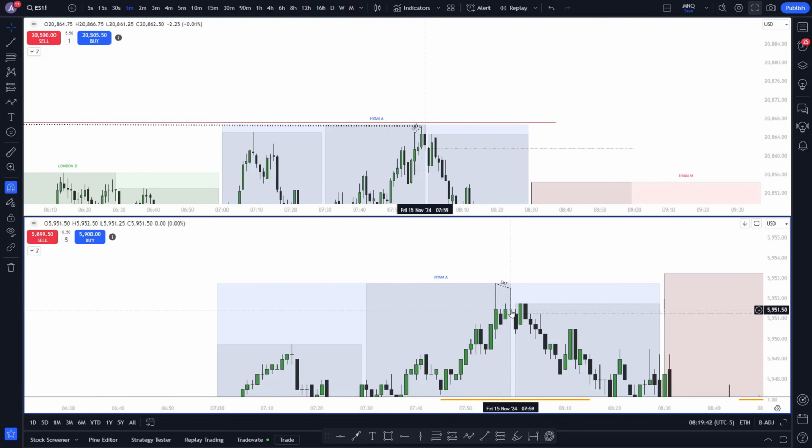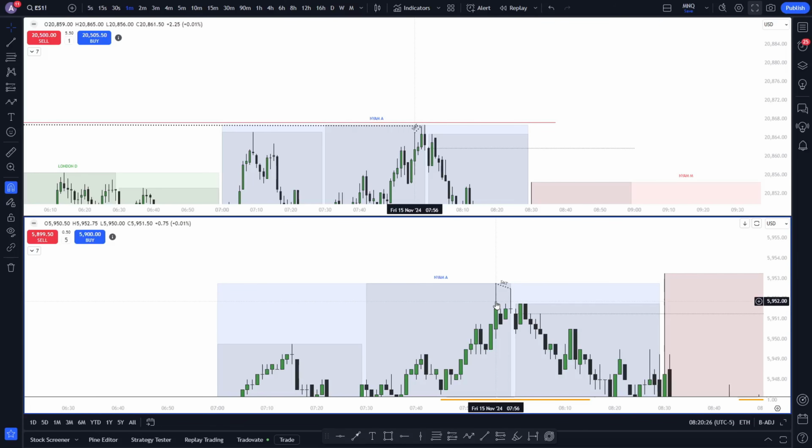Once our real SMT has occurred, this means that manipulation is over, and the high that SMT formed on should not be taken out. If the high with a real SMT is taken out, you should be expecting a continuation. Lastly, because this high got taken out on NQ but not on ES, look at what time the high formed.